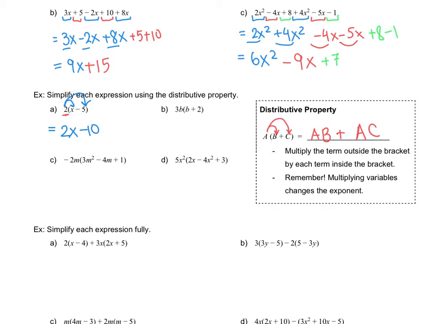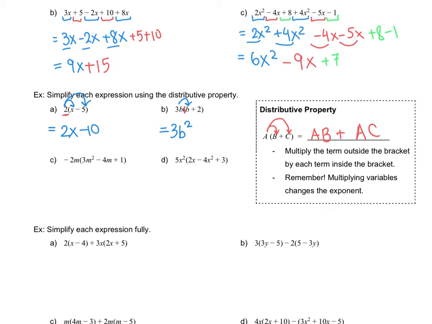I have 3b as my term outside the bracket, as my monomial. So I will have to really think about the variables here. So when I do 3b times b, first of all, the coefficient in front of that b is just a 1. So technically I'm doing 3 times 1 is 3. Then when I multiply the b with the b, the exponent will change. I have to figure out how many variables do I have. I have 2 b's, so I'm going to write b squared.